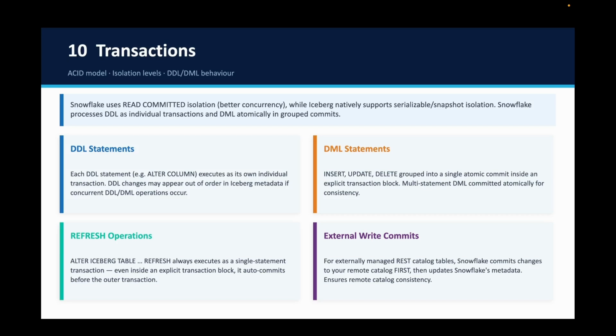What it means, if a DDL is run, that means it will commit the transaction for that particular individual DDL. But if there are DMLs that are running, it will group those DMLs and commit. So that is why you would see the DDL changes may appear out of order if there are multiple DDL statements that are running in parallel.